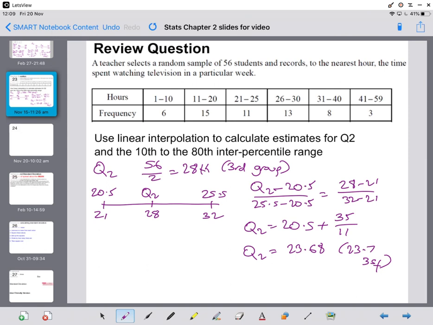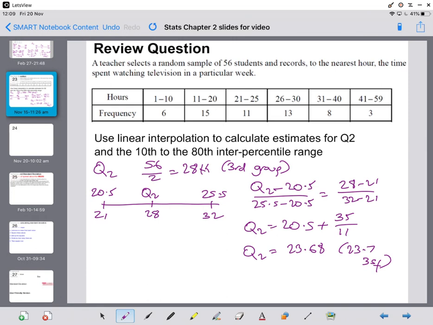Okay, so let's have a look at the working out for the Q2 median. Do check off your answer with what's on the screen now. So we know there are 56, so we do 56 divided by 2, which tells us we're looking for the 28th value in this case, and that appears in the third group.